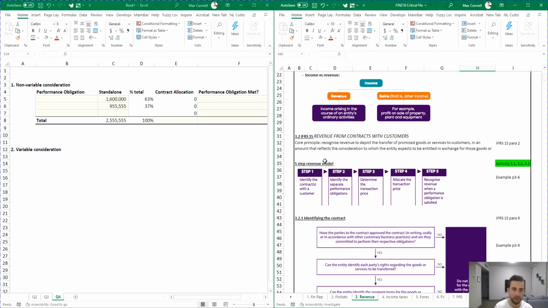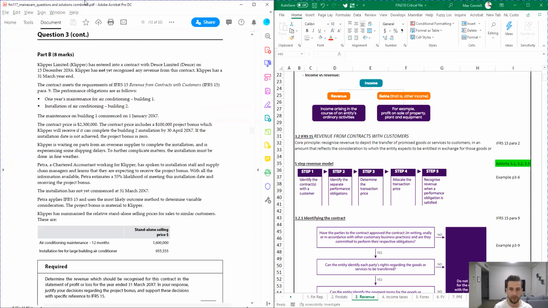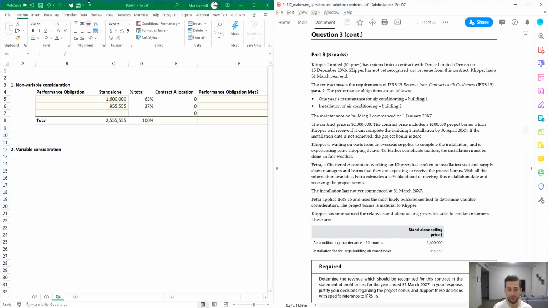Now, that's for non-variable consideration. What I mean by that is consideration that's set out in a contract saying, we will do this by this date. Variable consideration, which you probably saw in the question, is when it's uncertain whether that will be met, and it could be based on a certain objective being met which makes it payable. So there's a different way of looking at that.